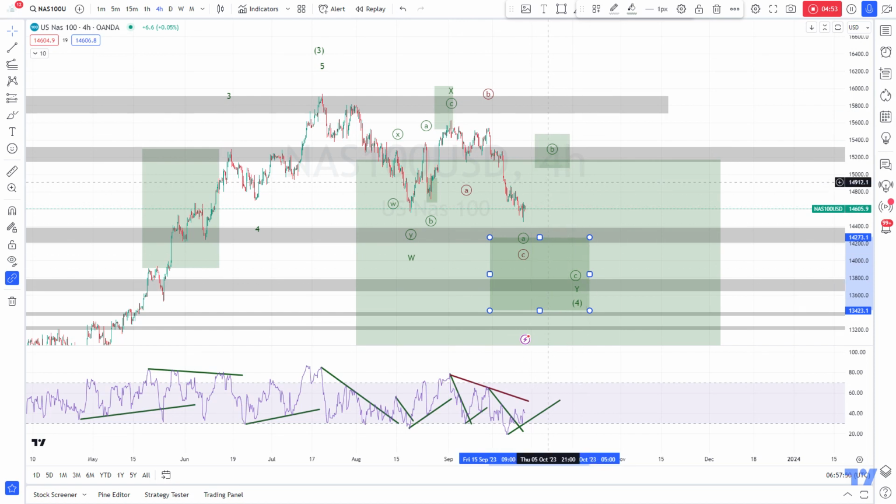ABC scenario. If we get 5 waves up, then it would mean that the correction was an A, B, C, and that we have our first impulse of the wave 5. So yeah, let's wait for a bit more data, and hopefully by tomorrow we will know more.